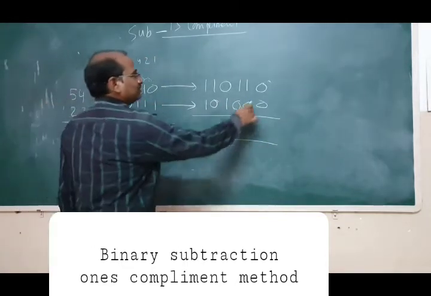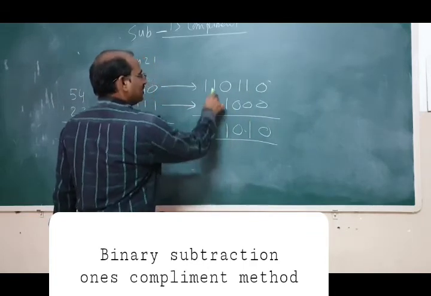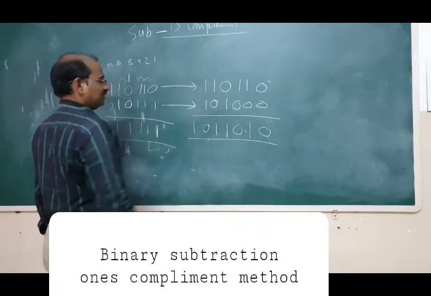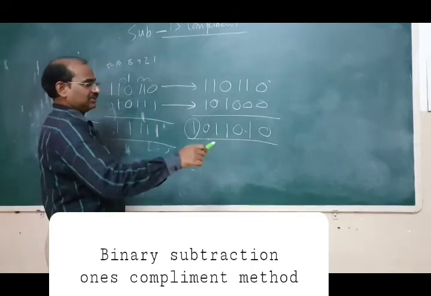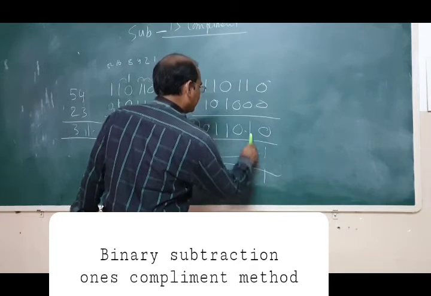So you add this one: 0 plus 0 is 0, 1 plus 0 is 1, 1 plus 0 is 1, 0 plus 1 is 1, 1 plus 0 is 1, 1 plus 1, sum 0, carry 1. Now again you do the end round, 0 plus 1 is 1, 1.